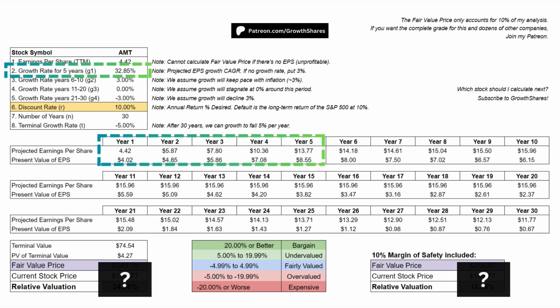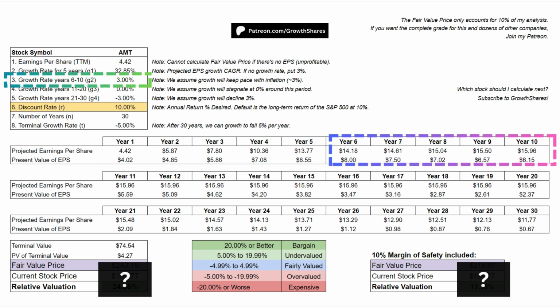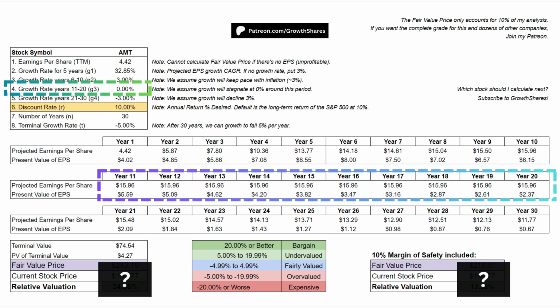Next, we're getting the stock's projected earnings per share growth over the next 5 years compounded annually. A percentage over 20% is good, but investors may have already priced that growth in, so let's keep going. We then get the earnings growth rate for years 6 to 10. That's often set at 3% to match the long-term inflation numbers. Fifth, we get the earnings growth rate for years 11 to 20. We're assuming that growth will stagnate at 0% during this period.